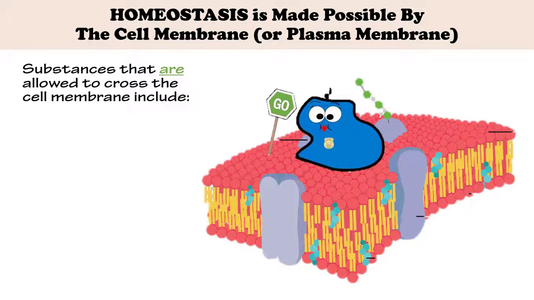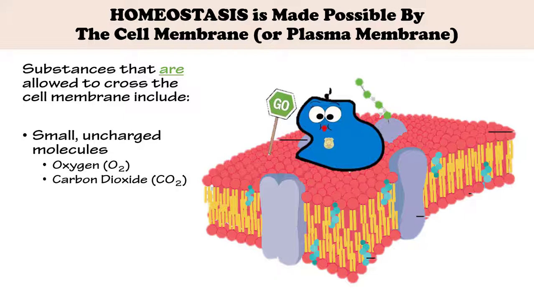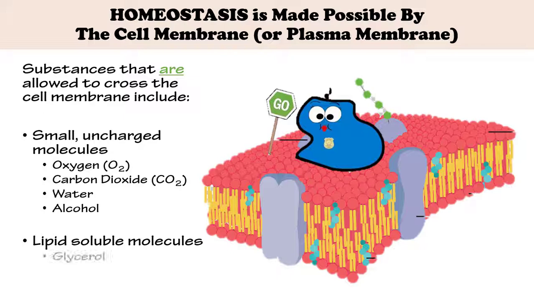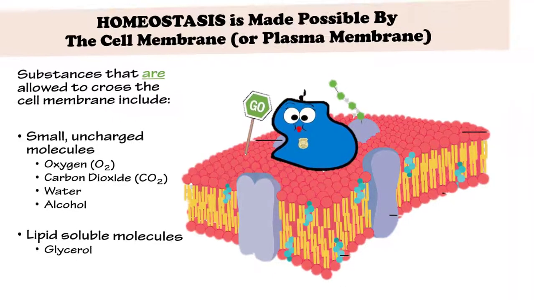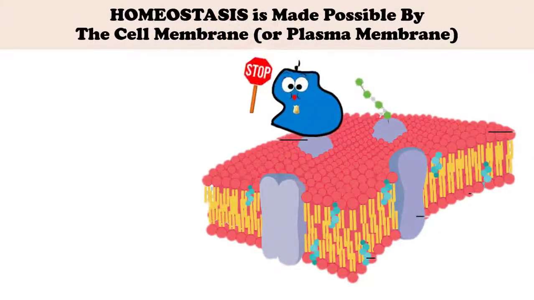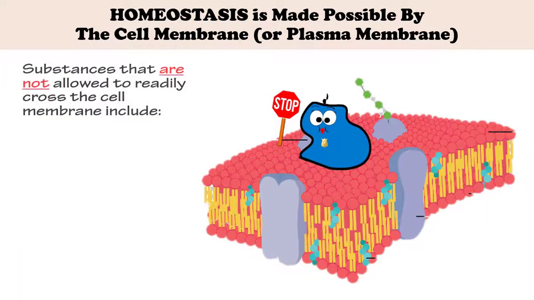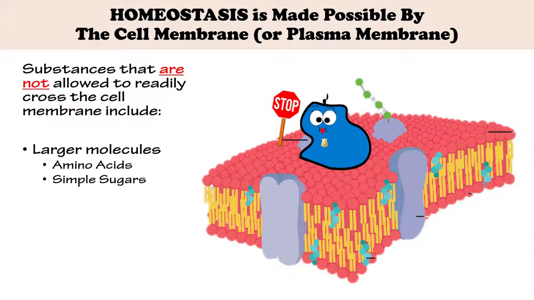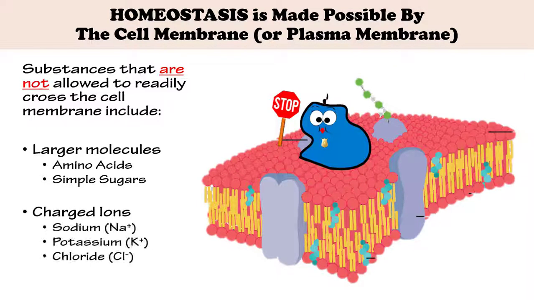Substances that are allowed to freely cross the cell membrane include small uncharged molecules like oxygen, carbon dioxide, water, and ethyl alcohol. Also, lipid-soluble molecules such as glycerol can freely move across the plasma membrane. Substances that cannot readily cross the cell membrane include larger molecules such as amino acids, simple sugars, and charged ions like sodium, potassium, and chloride.